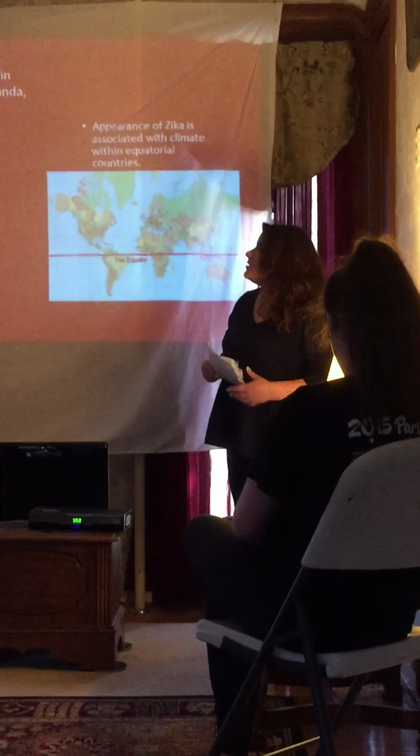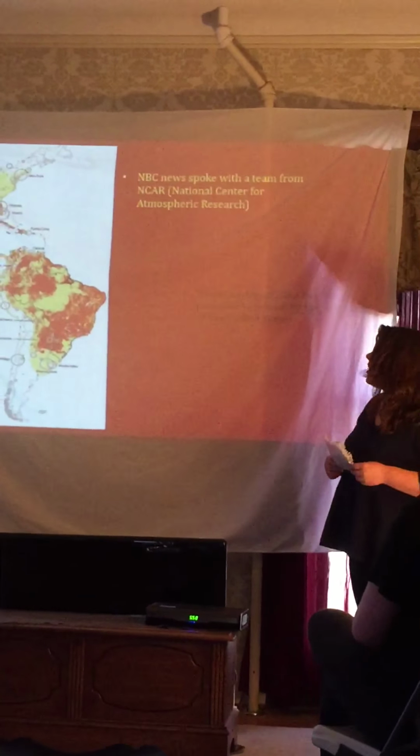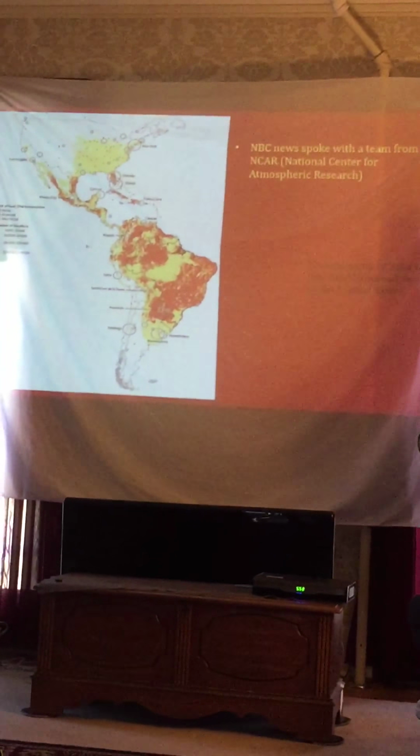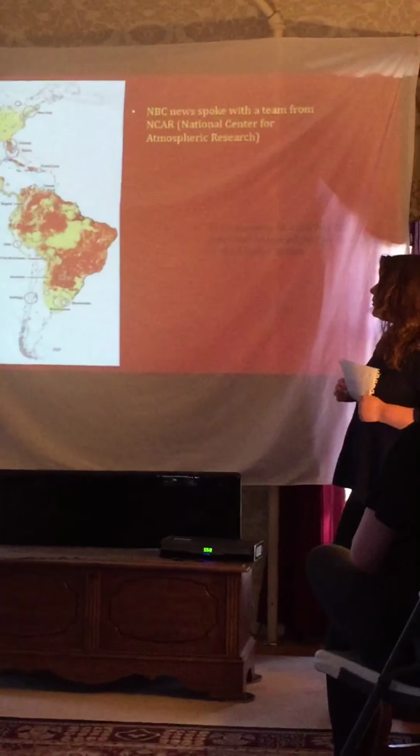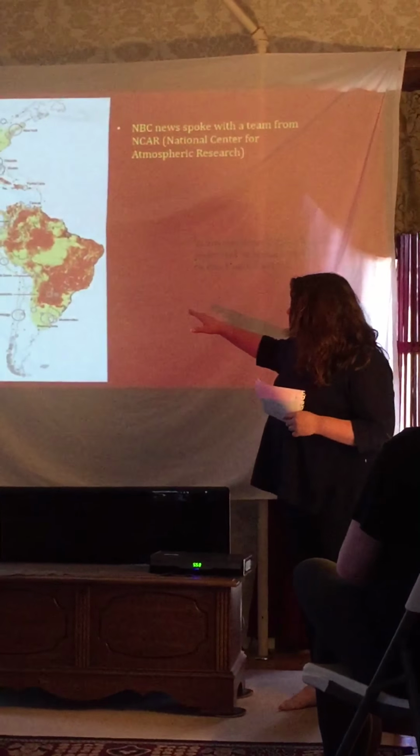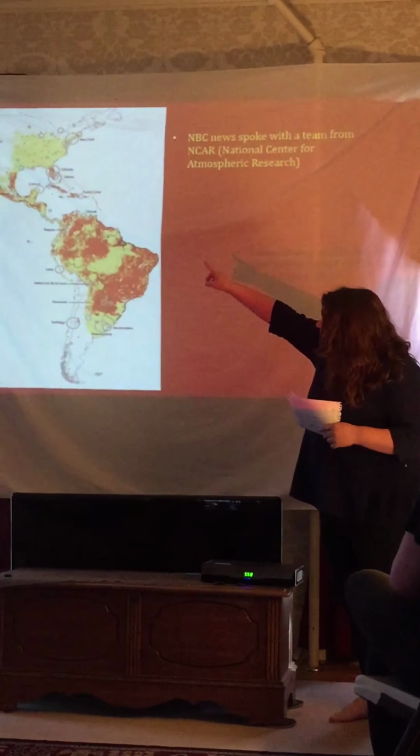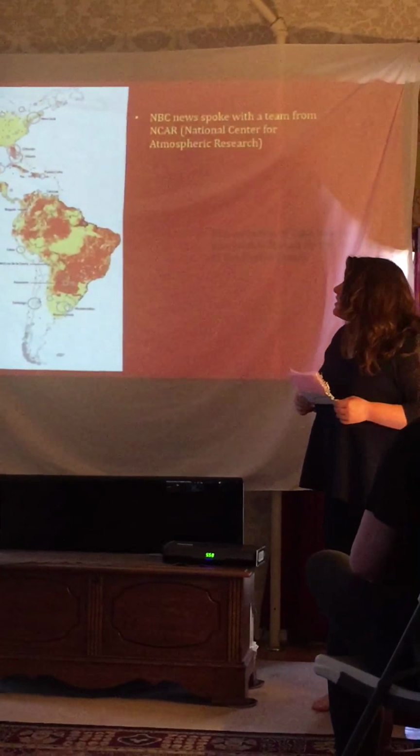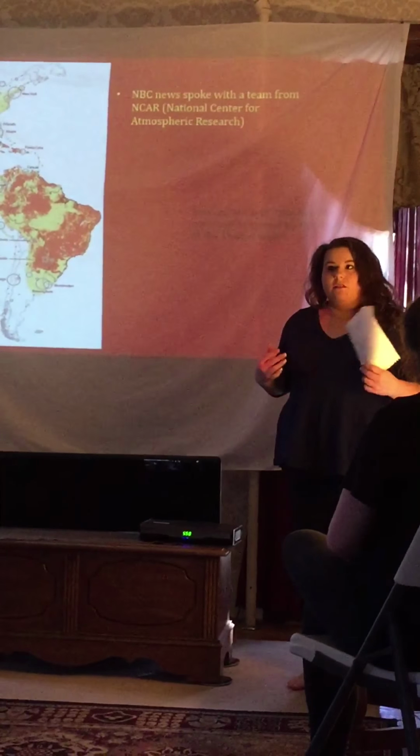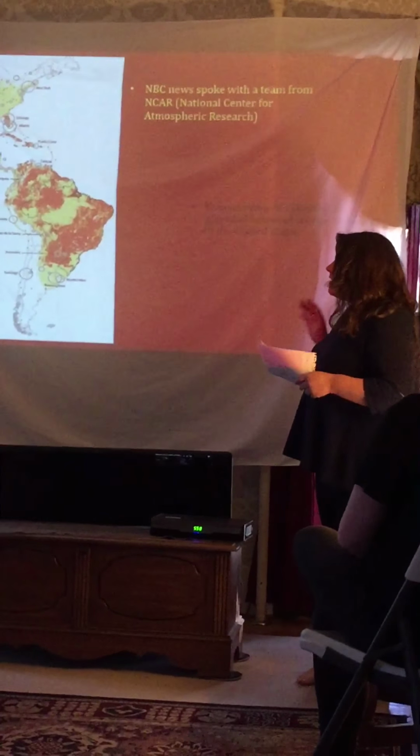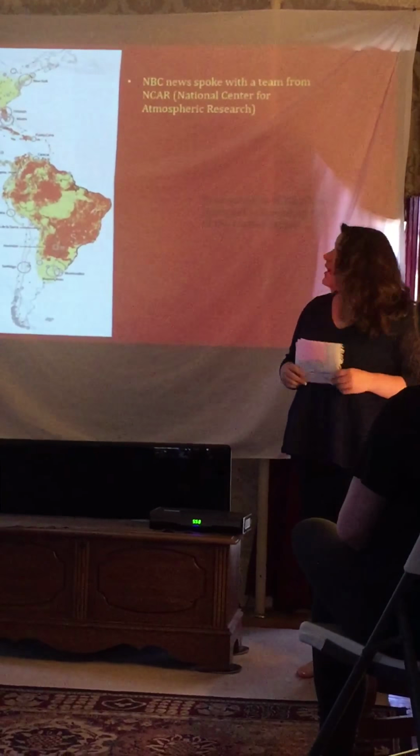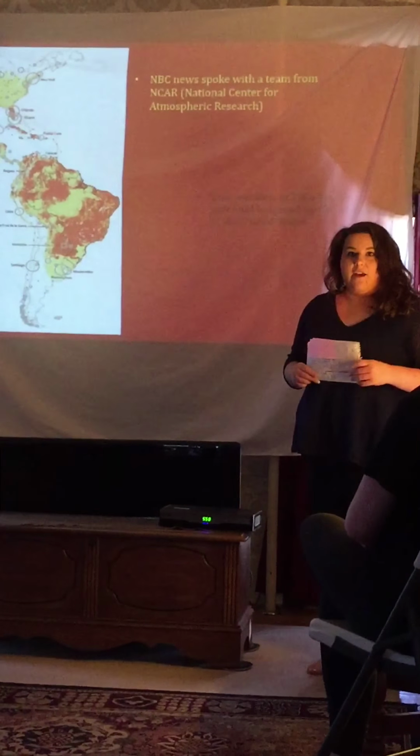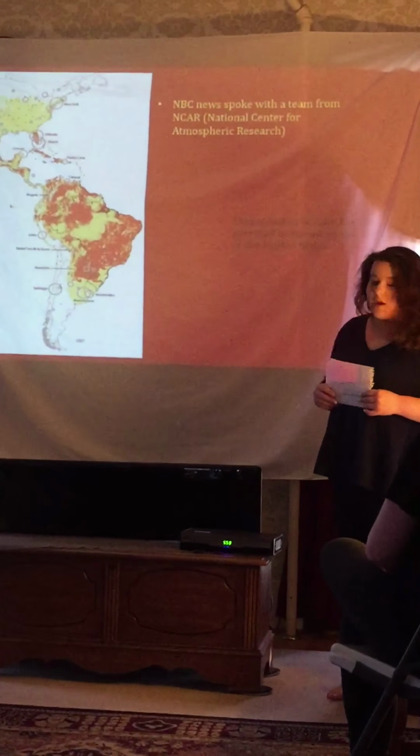Now, NBC News sat down with NCAR, the National Center for Atmospheric Research, and this team was able to predict the spread of the virus, and this map shows it. They predict it's going to spread up the eastern border of the United States within the upcoming months. Because of the hot and humid conditions that New York has, it makes it more feasible for the virus to spread up to New York. And they rated New York as a moderate risk of having this disease impact us within the next couple of months.